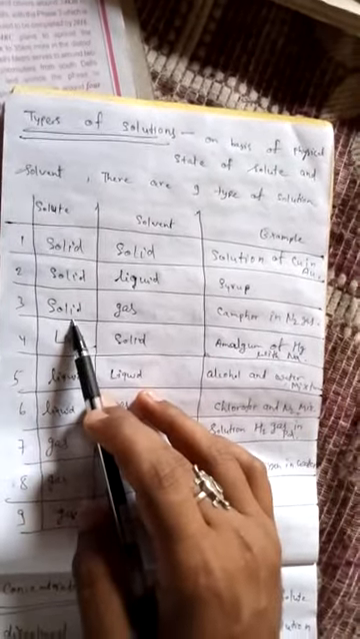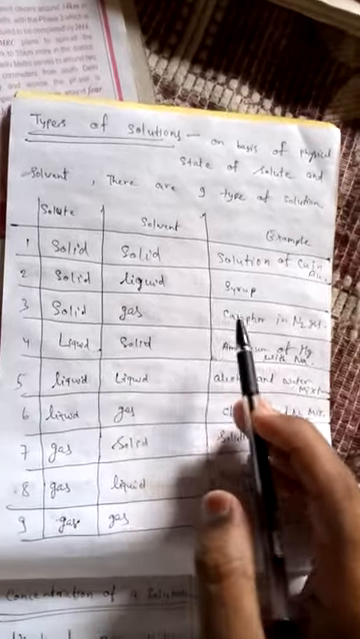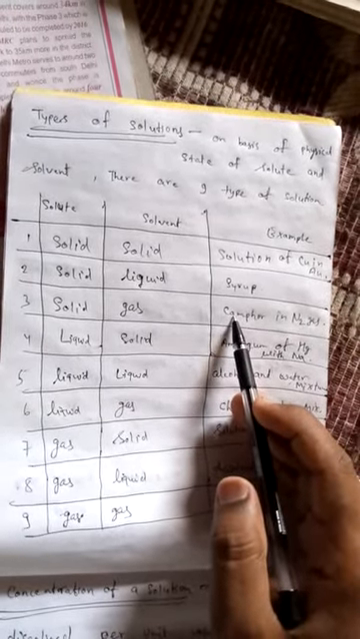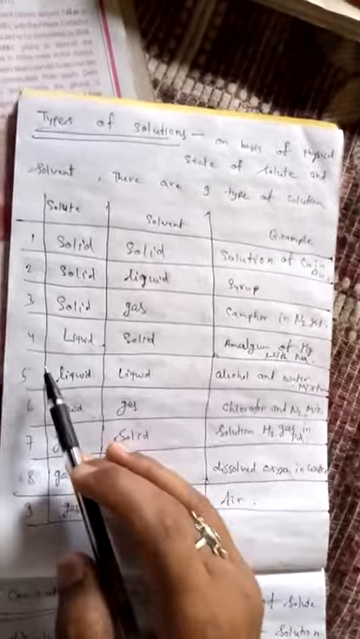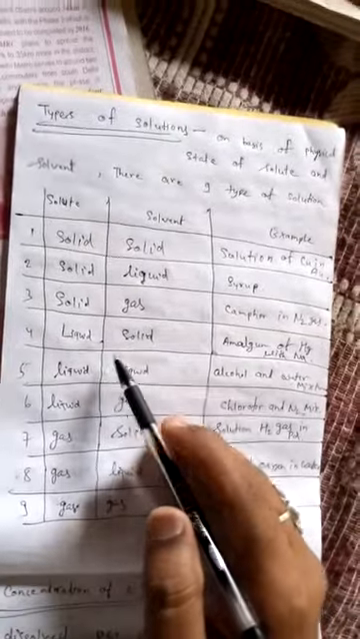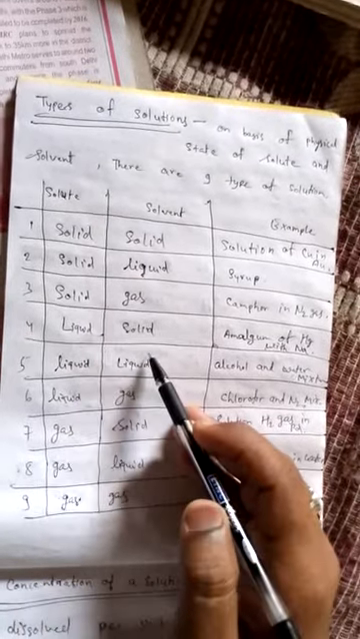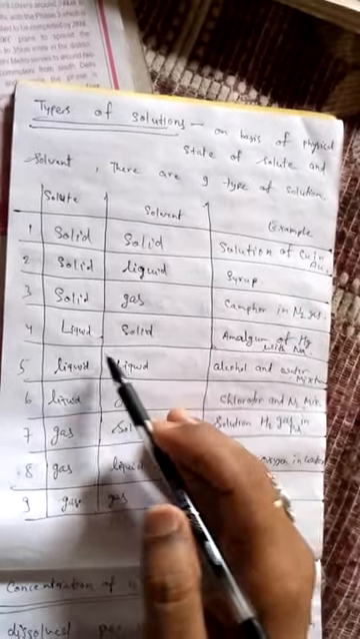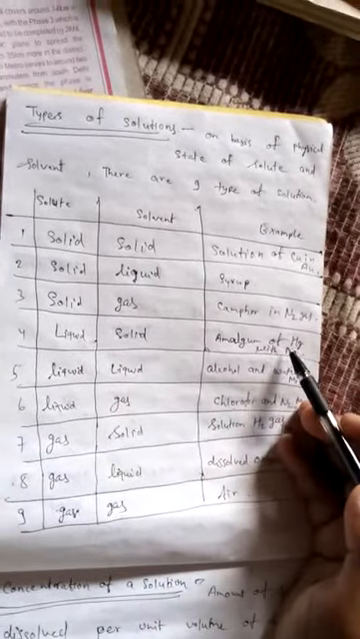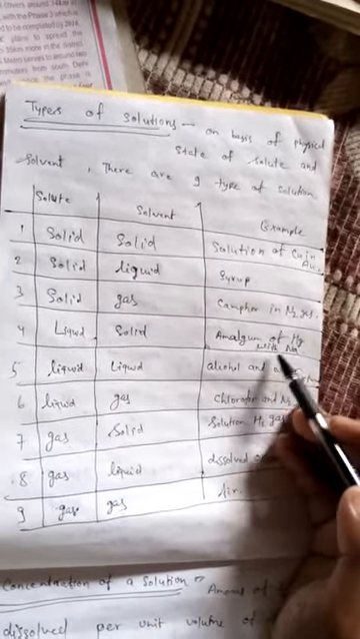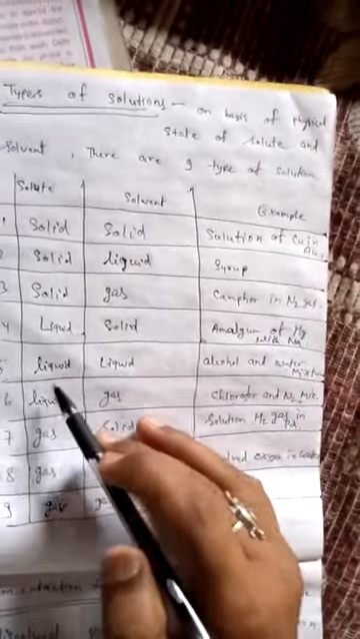Third, when solute is solid and solvent is gas. The example of this type of solution is camphor in nitrogen gas, that is solution of camphor in nitrogen gas. Fourth, when solute is liquid and solvent is solid, that is when liquid dissolve in solid. The amalgam of mercury with sodium is an example of this type of solution.